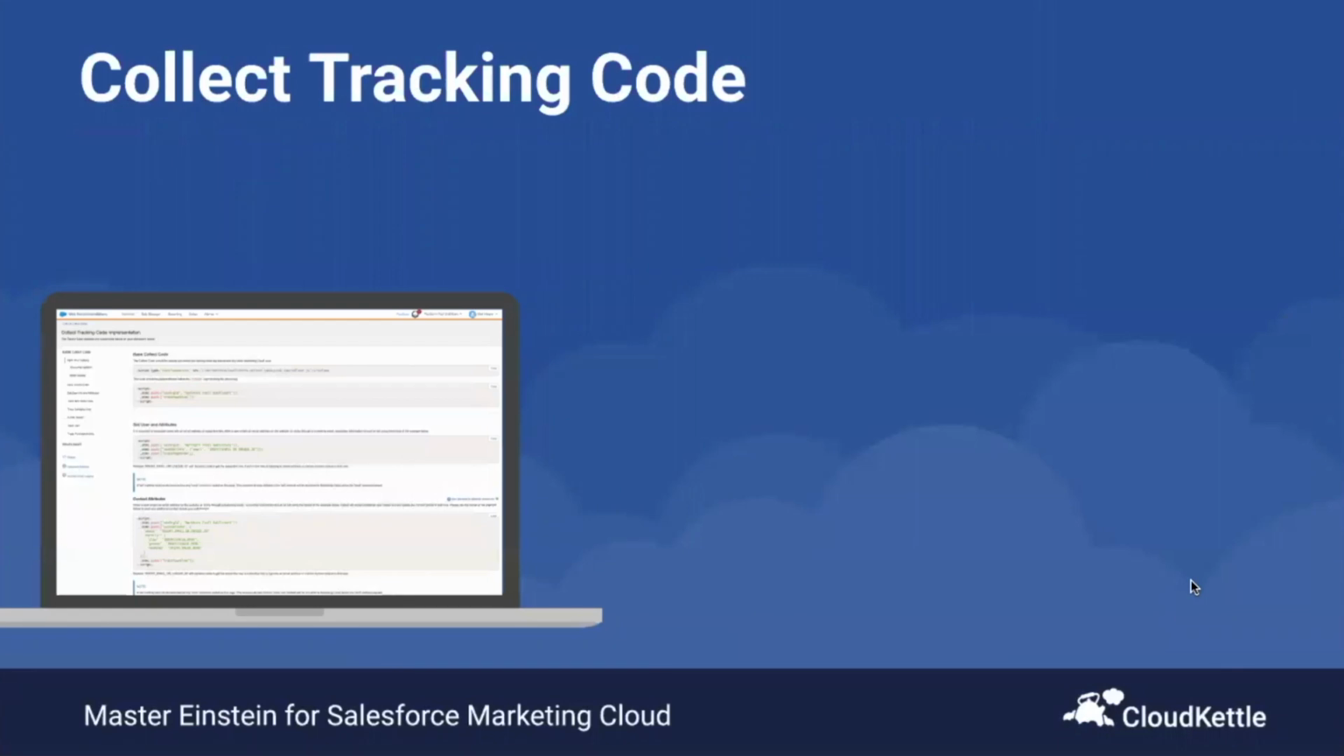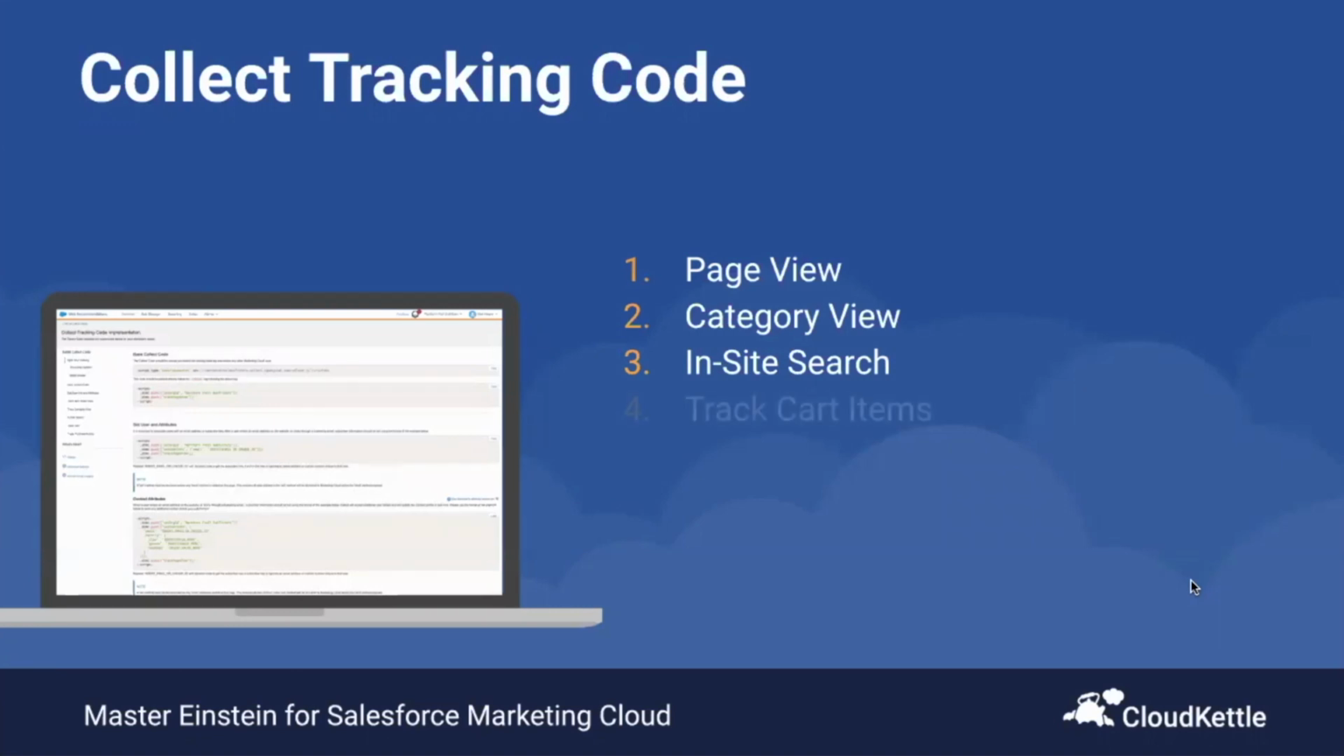Let's now briefly review the different types of behavioral events that can be tracked on your website using this collect tracking code. The page view method is fired when a customer or website visitor views a product page on your website. The category view method is used to track when a category page is viewed. The inside search method is used to store search terms for an individual.